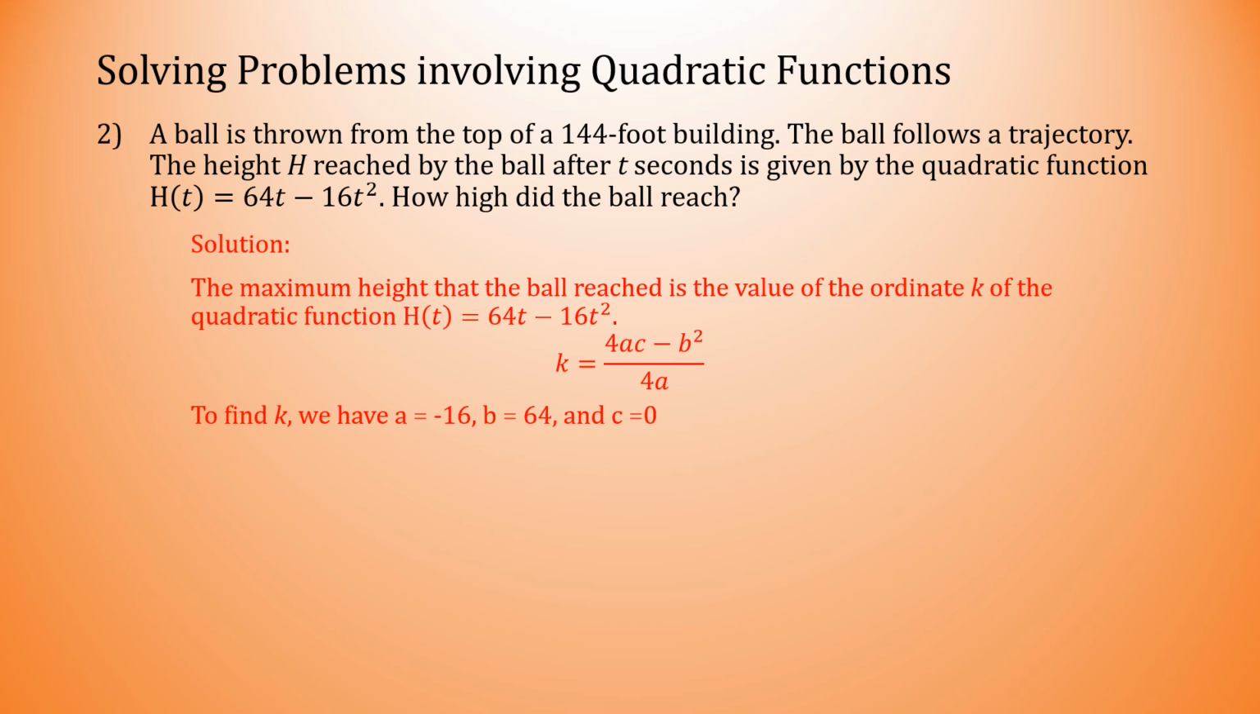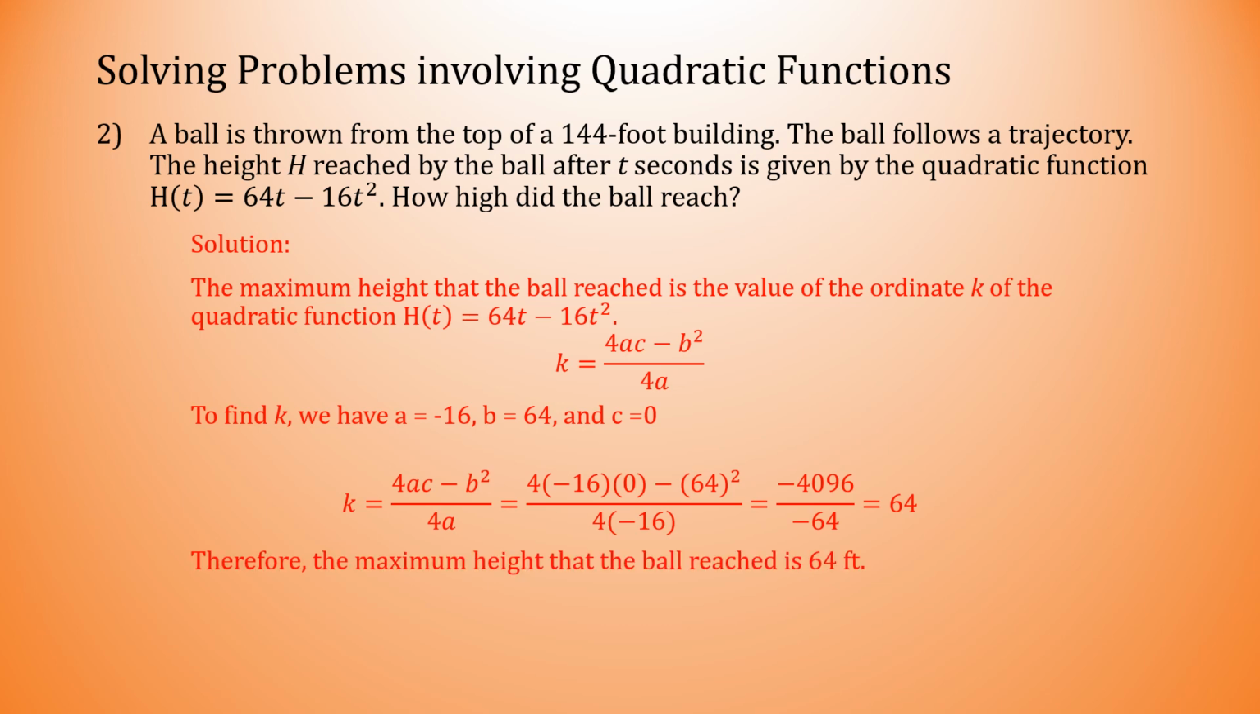Substituting the values of a, b, and c, we have k is equal to (4ac minus b squared) over 4a, which is equal to (4 times negative 16 times 0 minus 64 squared) over (4 times negative 16), which is equal to negative 4096 over negative 64. So the answer is 64. Therefore, the maximum height that the ball reached is 64 feet.